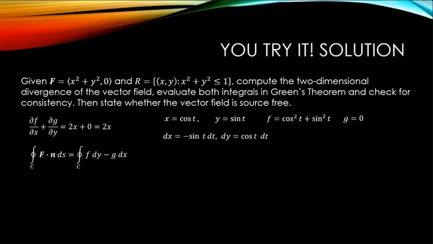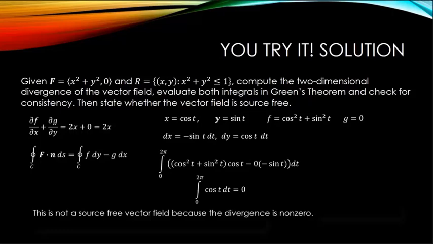dx is negative sine t dt, and dy is cosine t dt, so that my closed integral becomes the ordinary integral from 0 to 2 pi of the quantity (cosine squared t plus sine squared t) cosine t minus 0 times negative sine t dt. This just reduces to the integral from 0 to 2 pi of cosine t dt, which is equal to 0. This is not a source-free vector field because my divergence is non-zero. This is the flux form of Green's theorem.